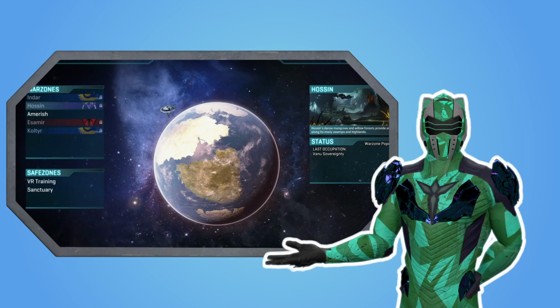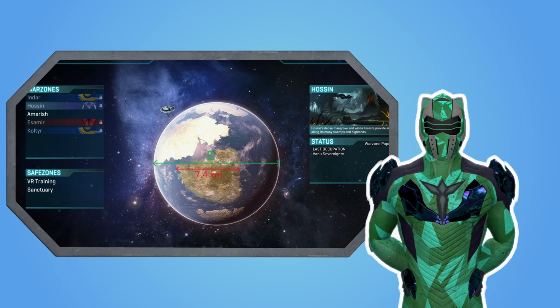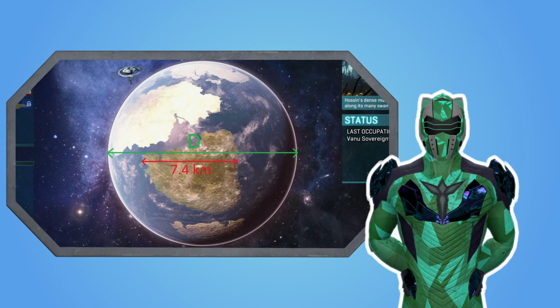When looking at the WarpGate terminal, we are presented with a view of Auraxis and its various continents. Conveniently, Hossin is at the equator. So all we have to do is measure how large Hossin is and apply that measurement to the image of Auraxis. Measuring Hossin from west to east, we get a width of 7.4 kilometers.